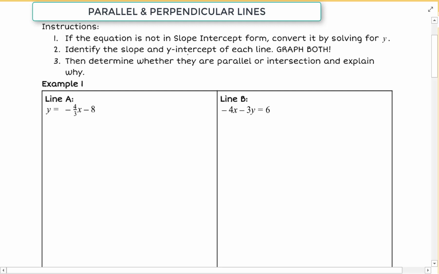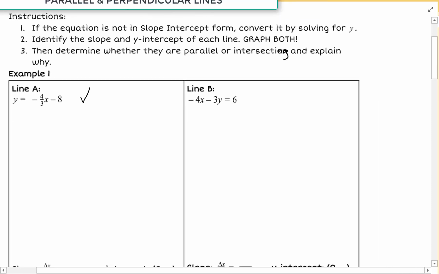If the equation is not in slope-intercept form, convert it by solving for y, identify the slope and y-intercept of each line, and graph both of them, then determine whether they are parallel or intersecting and explain why. Line A is written y equals negative 4/3 x minus 8. Because the y is completely by itself, this is in slope-intercept form, so I don't need to change it.